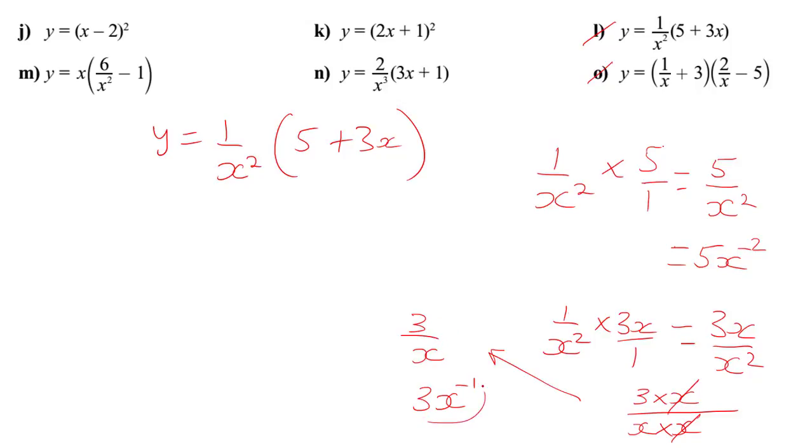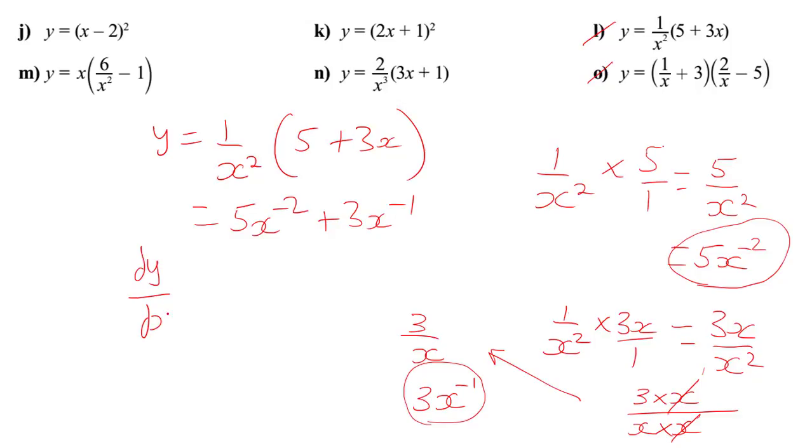So this is what I will need, and this other one here is what I'm going to need. So I've got y equals 5x to the power minus 2, and of course it's plus between them, 3x to the power minus 1. In other words, if you expand this bracket, this is what you get. Then from there, you now differentiate.